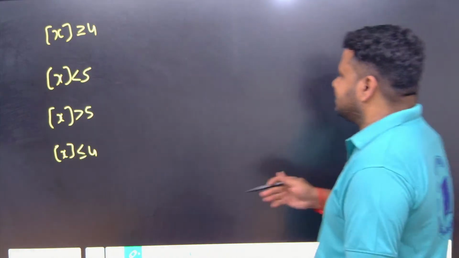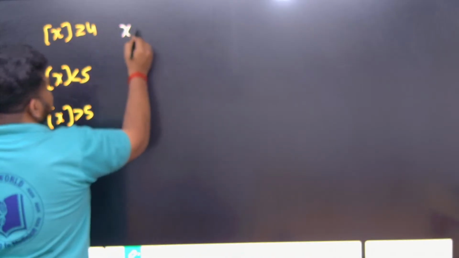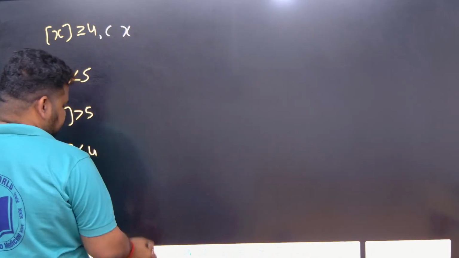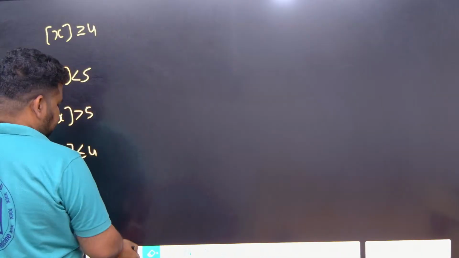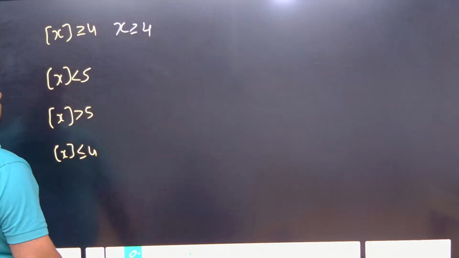Now see some more examples. Mod x greater than or equal to 4 means what can I write? This implies x is greater than or equal to 4. Directly I can write it: x is greater than or equal to 4.